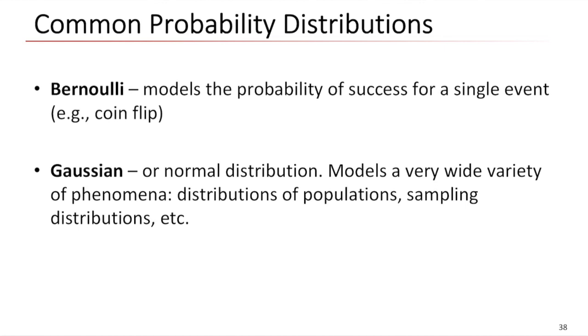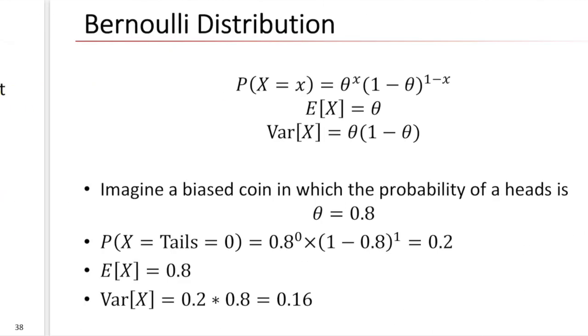Here are some common probability distributions. There are very popular probability distributions. The first one is the Bernoulli probability distribution. The second one is the Gaussian. The Bernoulli distribution models the probability of success for a single binary event, for example, a coin flip. We can see the example in the next slide. And the Gaussian distribution, or normal distribution, models a very wide variety of phenomena, the distribution of a population, sampling distribution, something like that. So these are two very well-known probability distributions.